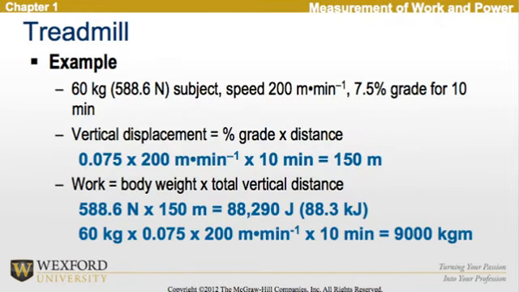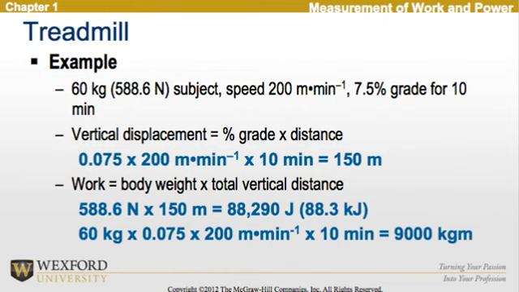So looking at an example of the amount of work done on a treadmill, we have a 60 kilogram person at a speed of 200 meters per minute at a 7.5 grade for 10 minutes. Now the vertical displacement is equal to the percent grade times the distance. So in this example, the subject will have traveled a total of 150 meters.